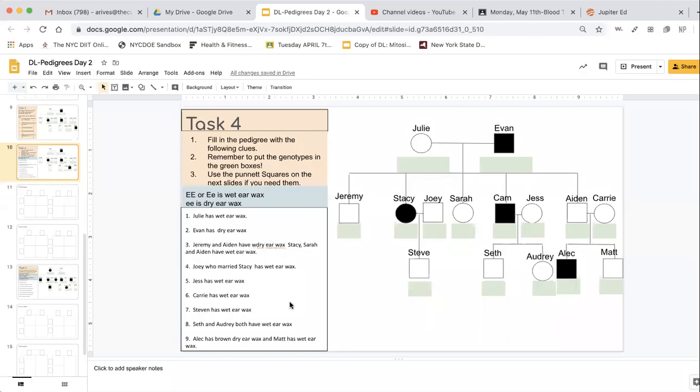Okay, so I just want to get you started on slide 10. If you're having a hard time, I have a couple of hints. I'll get you going, and I will show you how to quickly use the Punnett squares on the other side if you need them. So, Task 4 directions.